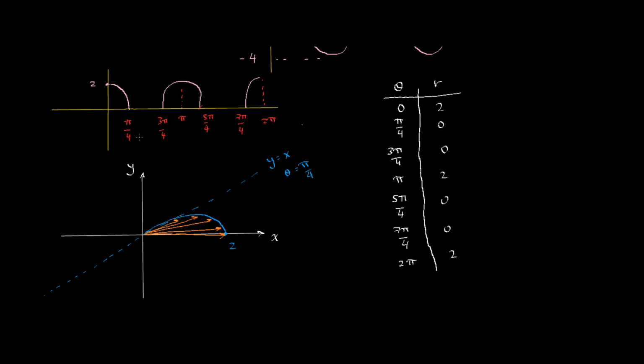Okay, we said that between pi over 4 and 3 pi over 4, the region is undefined. So let me sketch another line to represent these angles. This is theta is equal to 3 pi over 4. And this is theta is equal to pi. So when theta is equal to pi, r is equal to 2. And theta equals pi represents the negative x-axis.